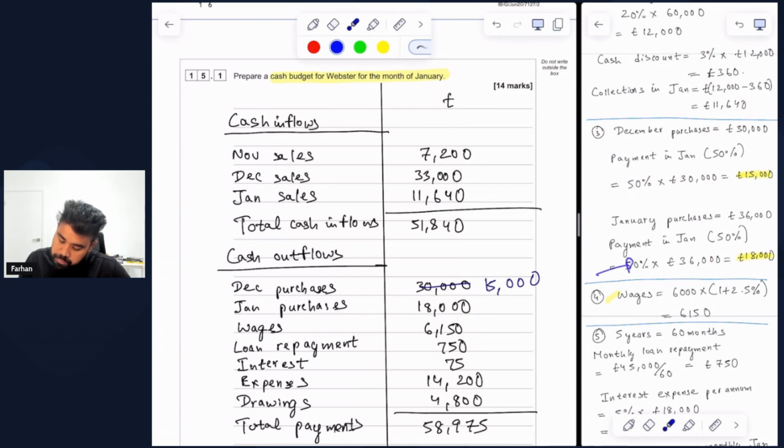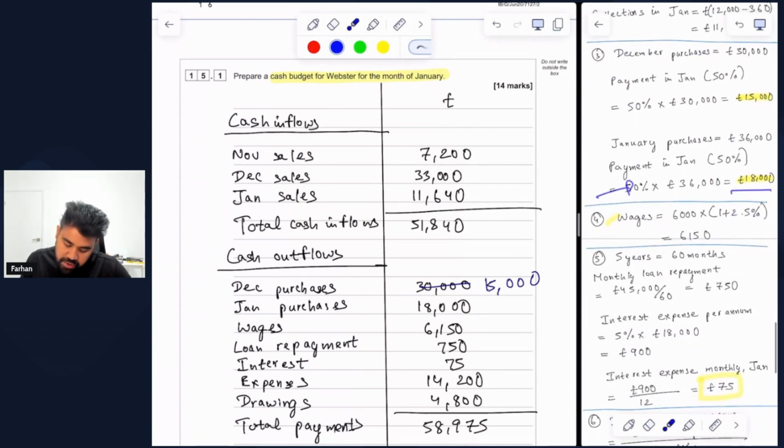That's coming from here. Then you have wages of £6,150. That accounts for a 2.5% increase compared to the month of December. Then you have loan repayment, which is £750. And how did we calculate that? We know that the loan has been taken for 5 years, which is 60 months, and the loan is paid on a monthly basis. So if the original loan was £45,000, you just simply divide it by the total months of 60 and you get £750 as the monthly loan repayment.